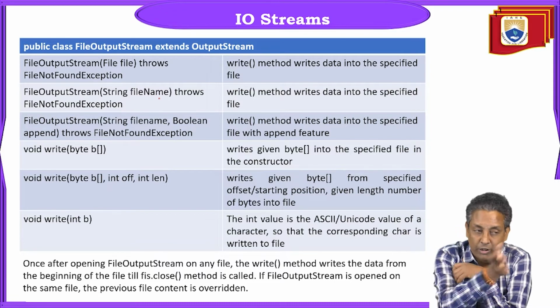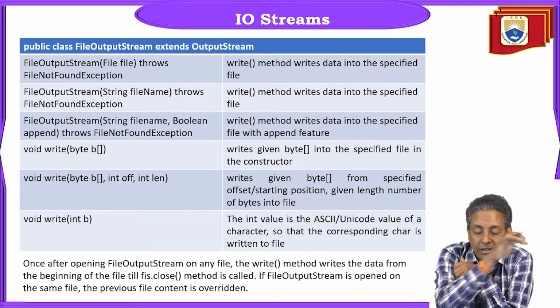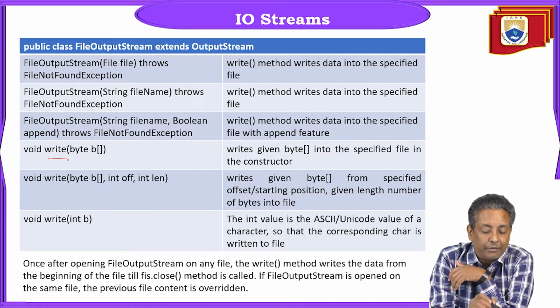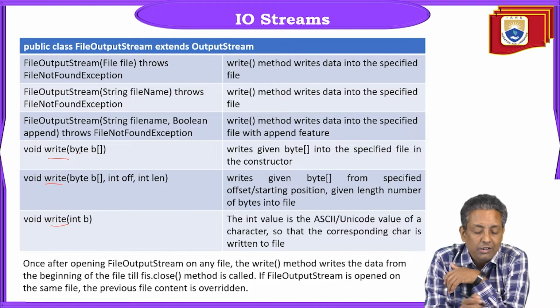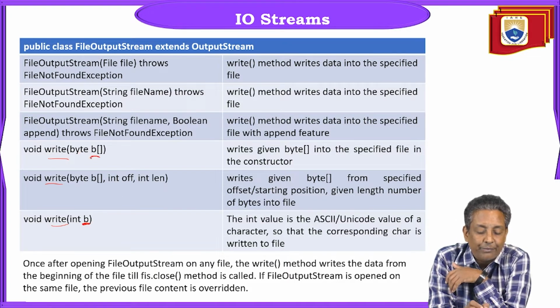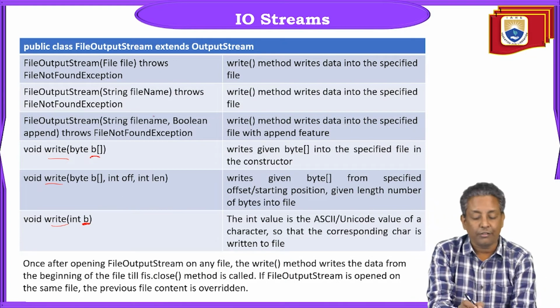This class is quite the opposite of the InputStream class's read method: the FileOutputStream class has a write method. In this write method, if you pass any byte or byte array as argument, whatever data exists there will be written to the file name you mentioned here.